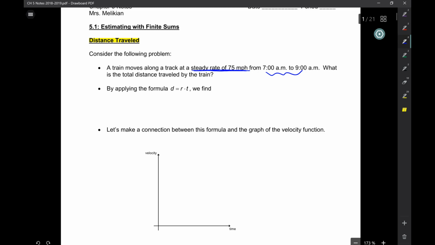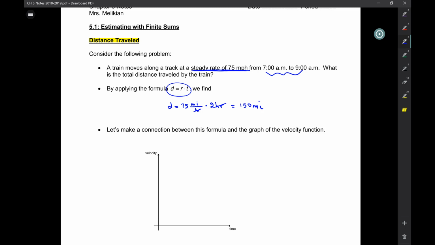So we know that we could use this formula: distance equals rate times time. Distance is the rate, 75 miles an hour, times, by the way, in calculations, never MPH. It's miles per hour, miles over hour, like this. Times the time, this took 2 hours. So the hours cancel, and I have 150 miles. Does that make sense? It traveled 150 miles, of course, because 75 miles per hour for 2 hours is 150 miles.